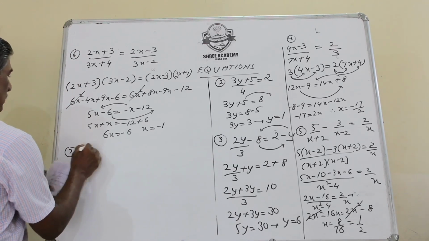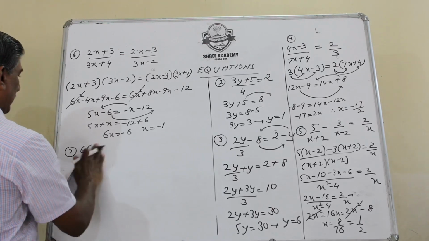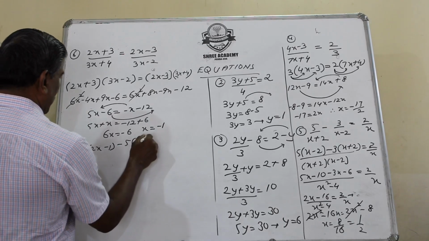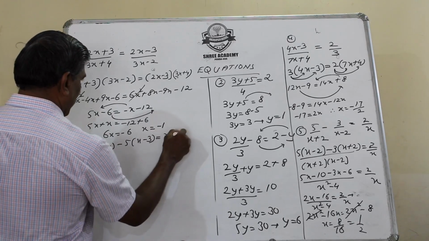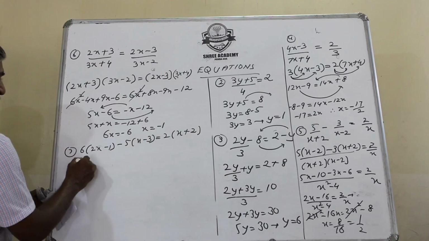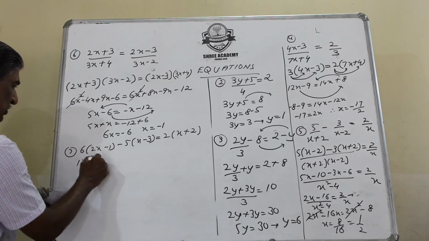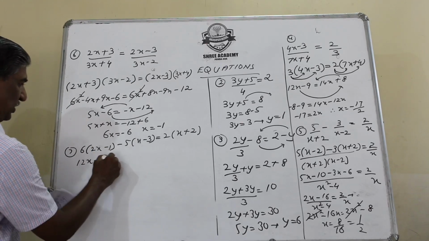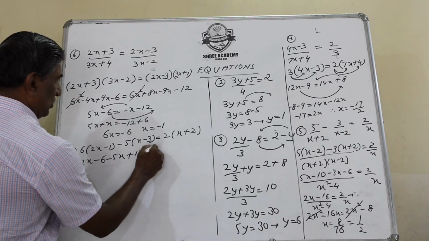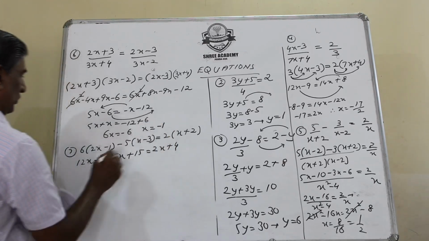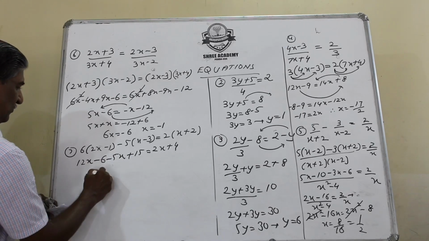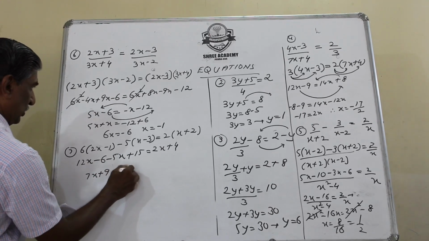I will do one more sum. It is 6 into 2x minus 1 minus 5 into x minus 3 is equal to 2 into x plus 2. So we will start with this into this. It is 12x, 6 into minus 1 means minus 6, minus 5 into x means minus 5x, minus 5 into minus 3 means plus 15 is equal to 2x plus 4. Now 12x minus 5x means 7x, minus 6 plus 15 means plus 9 is equal to 2x plus 4.